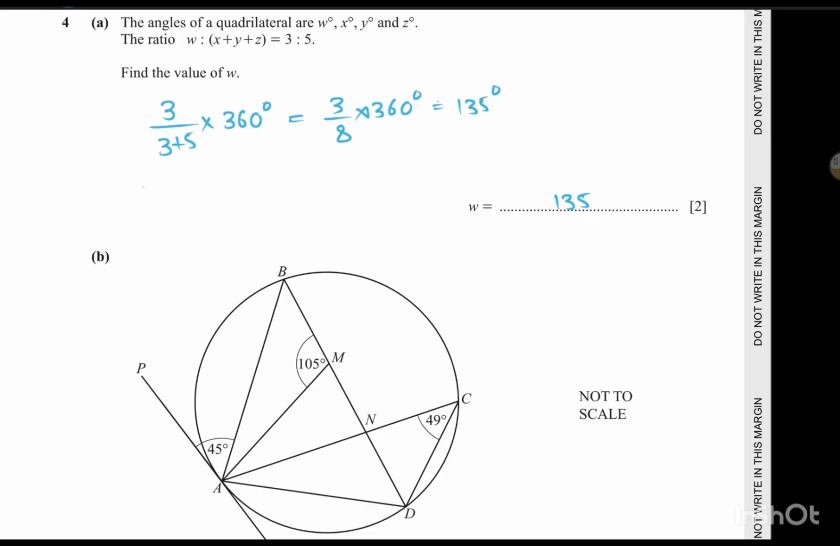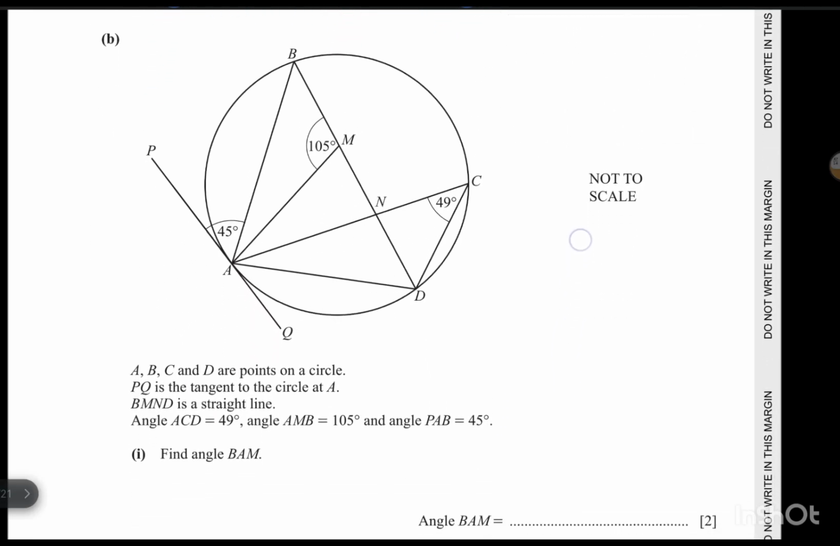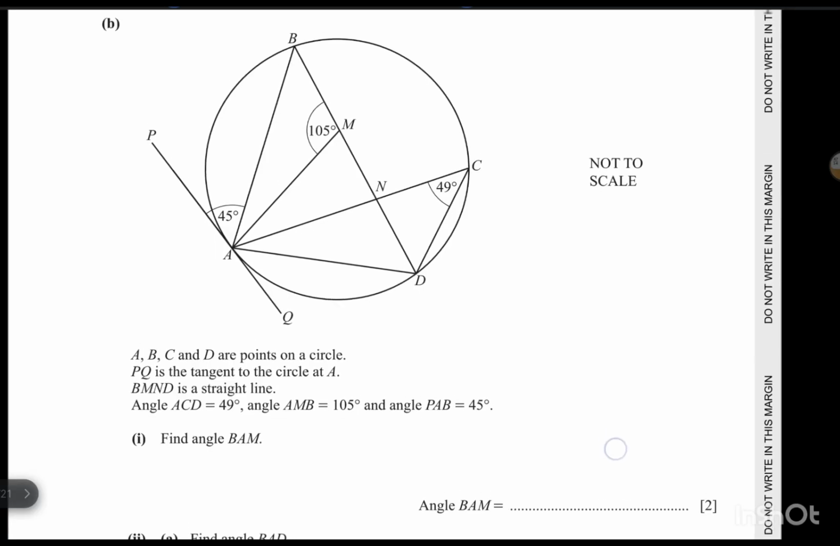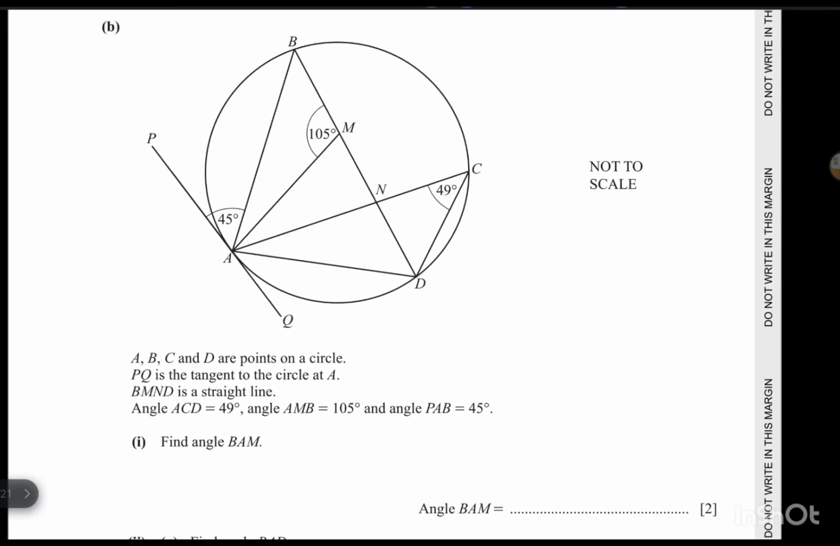Question number B. There is a diagram given here, and let us read the question. A, B, C and D are points on a circle. PQ is the tangent to the circle. So this is the tangent to the circle. BMD is a straight line. So this is a straight line.